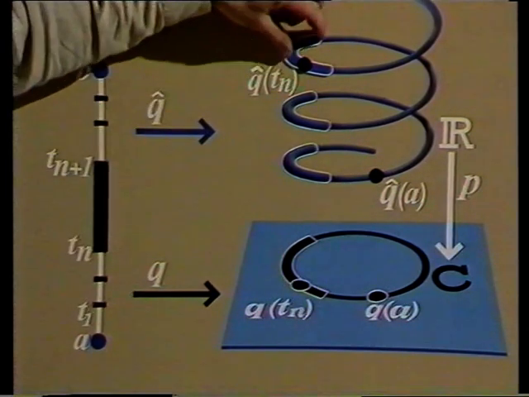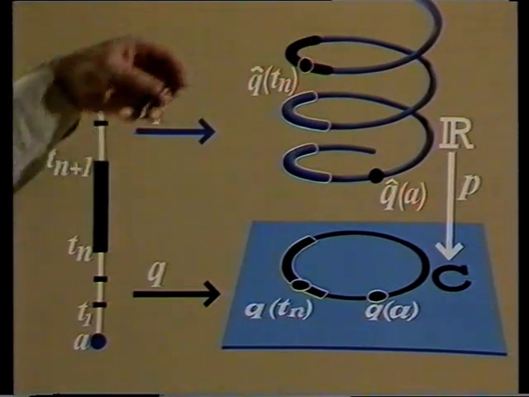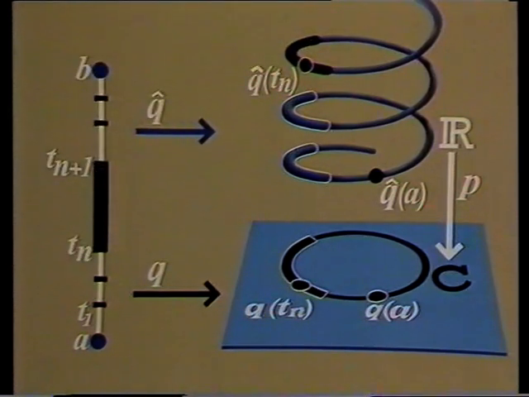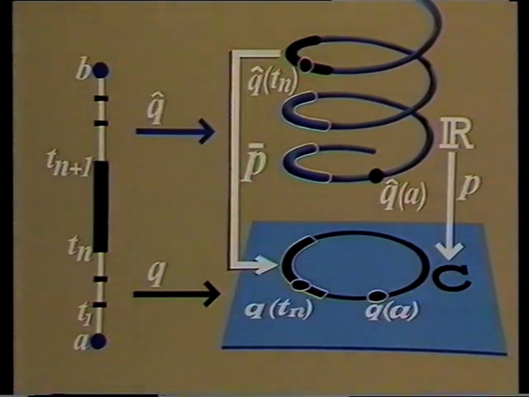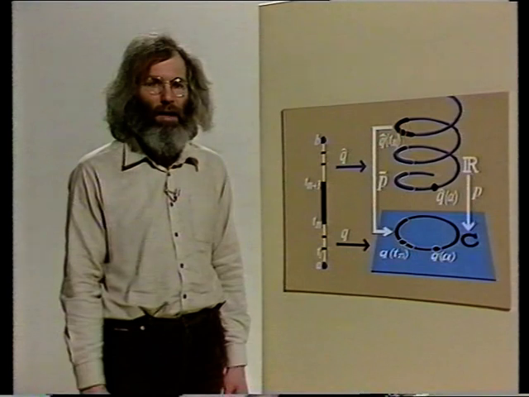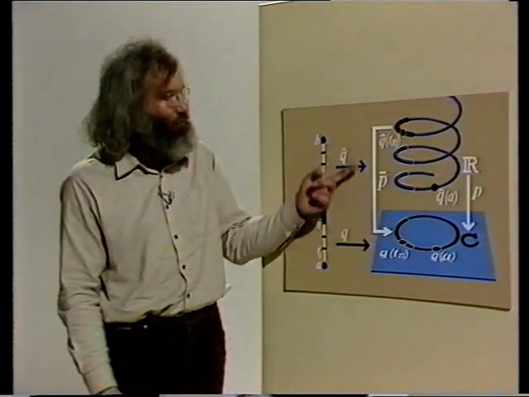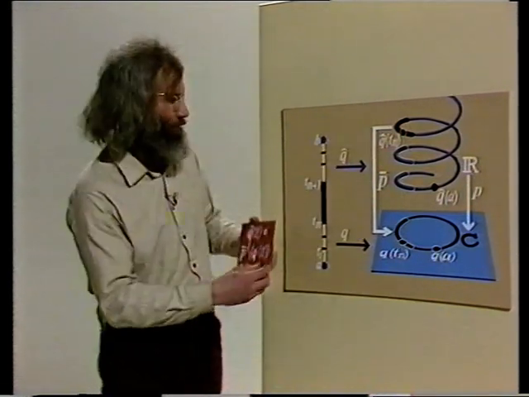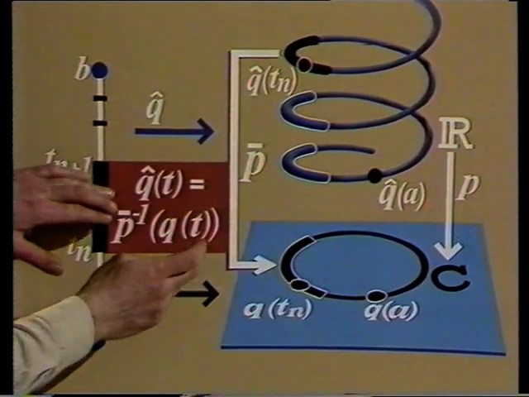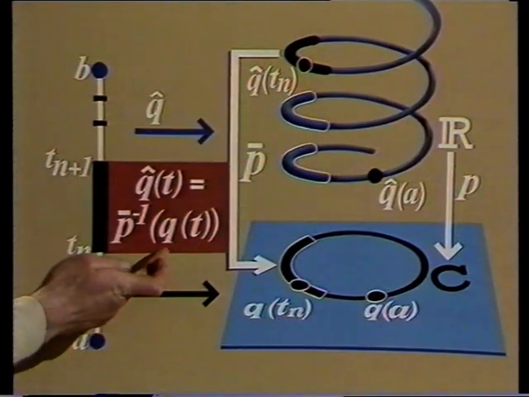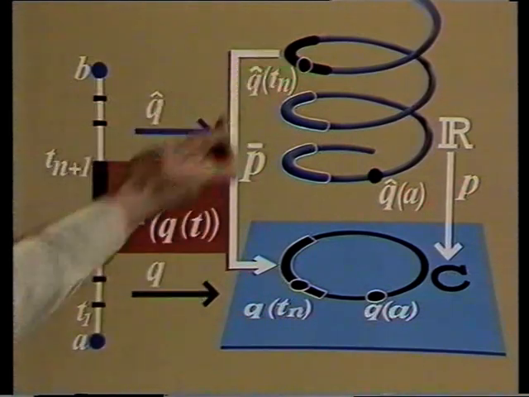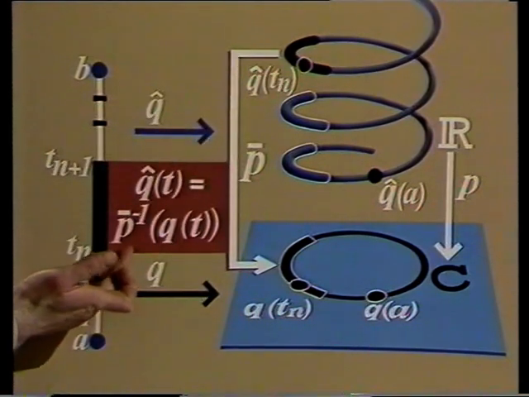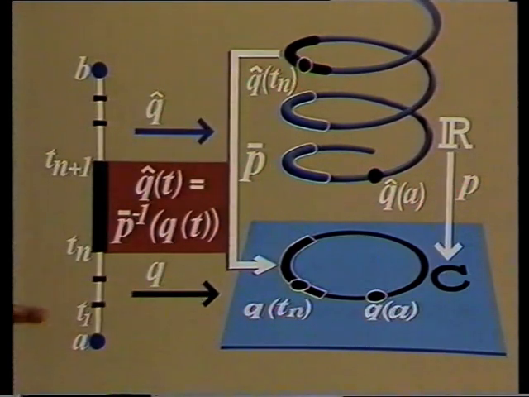Concentrate on the segment upstairs containing q hat of Tn. The map P restricted to this segment is a homeomorphism. Call it P bar. And we use the continuous inverse of P bar to define q hat. First, map T to the circle by q, and then map q of T up to the spiral by P bar inverse. This gives a continuous q hat on this subinterval because both q and P bar inverse are continuous.